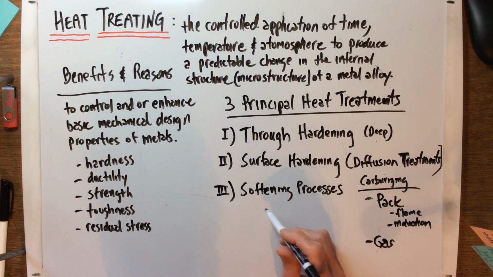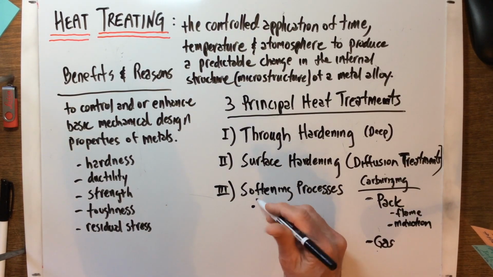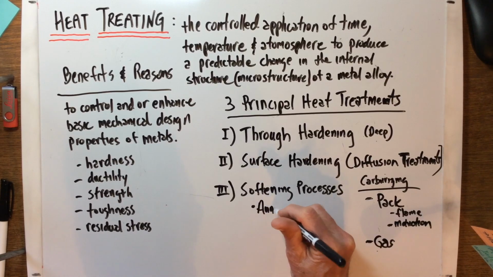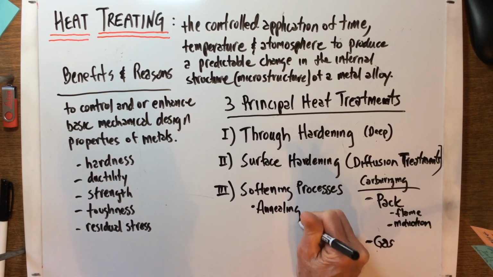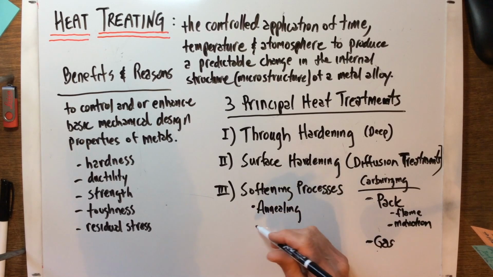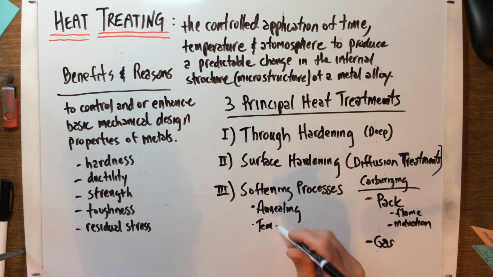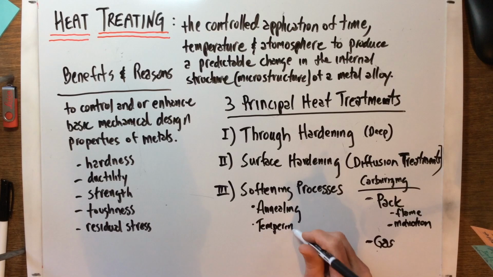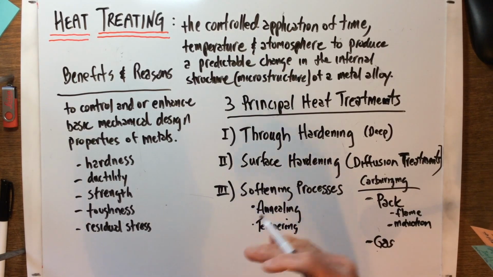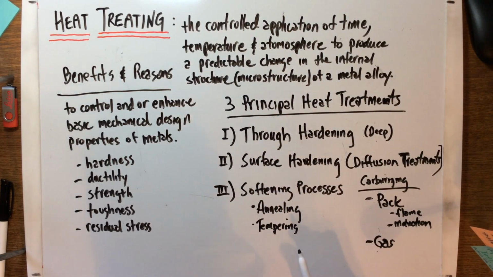And then finally, to the softening processes, generally speaking, we can lump them into what we call annealing processes, and then also something we'll refer to a little bit later called tempering. But these are all basically softening processes. So those are the three principal heat treatments that we're going to be discussing in detail as we go through this. Okay, so let me erase some of this stuff right quick.